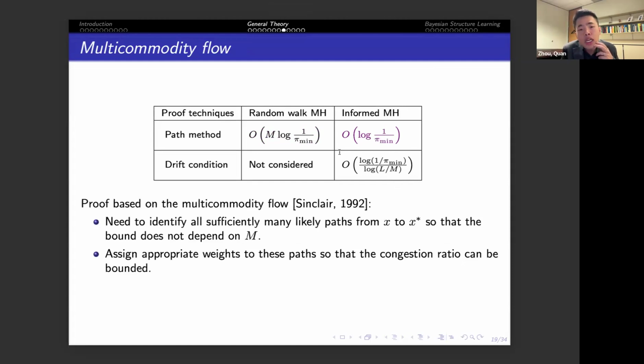So if we first consider the path method, then the canonical path method is not going to work. The main reason is that you are only identifying one likely path from every x to x star. But for the informed MH, if you look at this mixing time bound, we want to show that this mixing time bound does not explicitly depend on this neighborhood size, big M. So if I want to get rid of this factor M, then I have to identify sufficiently many likely paths from every state x to x star. So I have to consider all these good paths so that I can obtain a tight bound on the mixing time. And after we identify these paths, you also need to figure out how to assign different weights to these paths so that you will be able to bound some kind of congestion ratio. This technique is sometimes called multicommodity flow, and I think this is also a very well-known technique in Markov theory on discrete spaces.